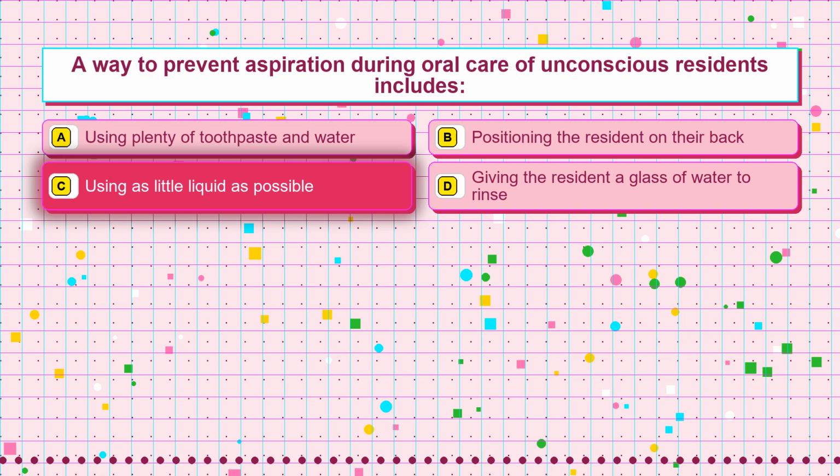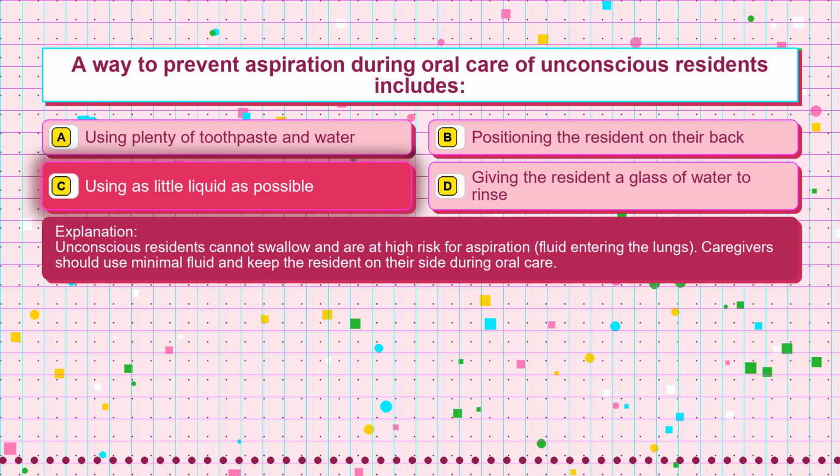The correct answer is option C, using as little liquid as possible. Unconscious residents cannot swallow and are at high risk for aspiration, fluid entering the lungs. Caregivers should use minimal fluid and keep the resident on their side during oral care.